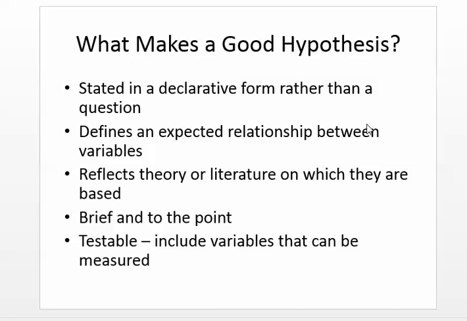Okay, it should be brief and to the point. Okay, if your hypothesis takes like 6 lines to write, it's not a very good hypothesis. You're too convoluted. You're trying to explain maybe a model, which would be a relationship between several variables, rather than just a hypothesis, which is going to be the relationship really between 2 variables.